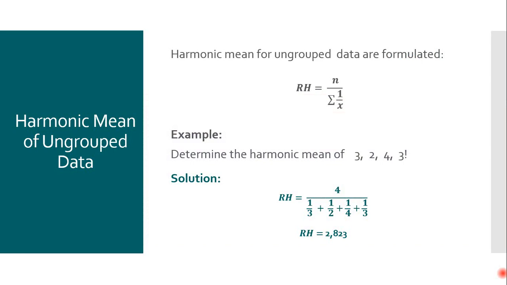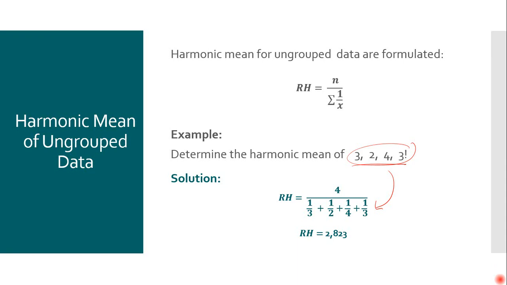For example, determine the harmonic mean of 3, 2, 4, and 3 again. So you have to make it as the fraction of the reciprocal of that data series. In the formula, it's supposed to be like this. Okay, so if you have the denominator in fraction form, we can get started to work on it.